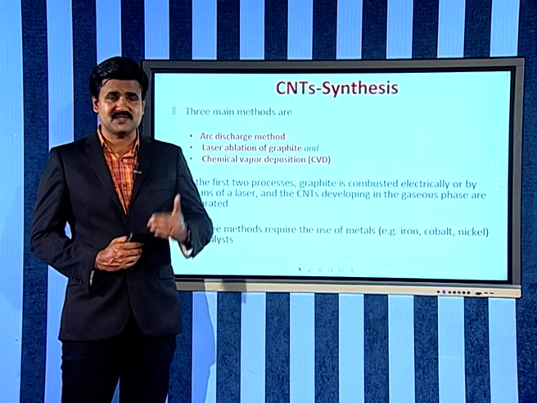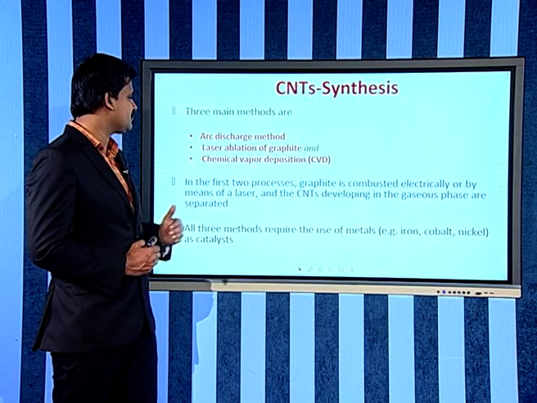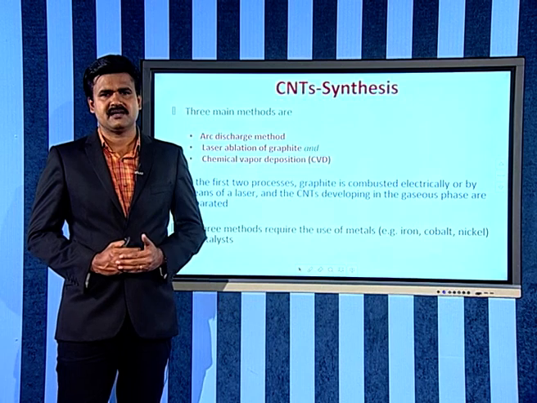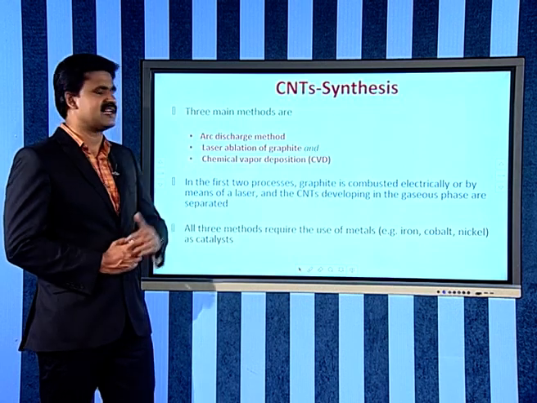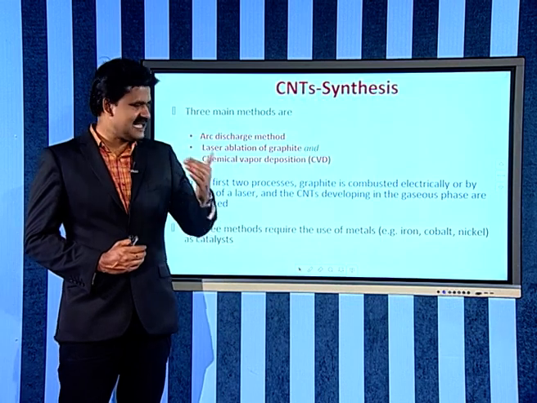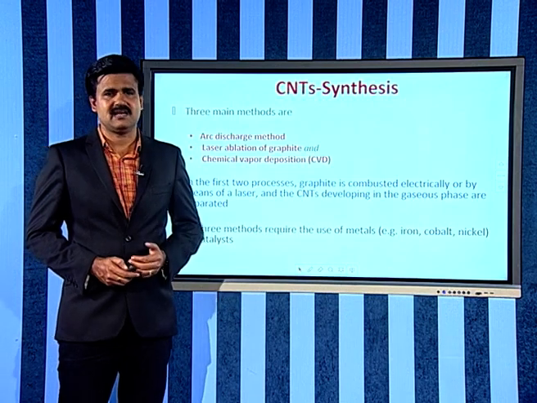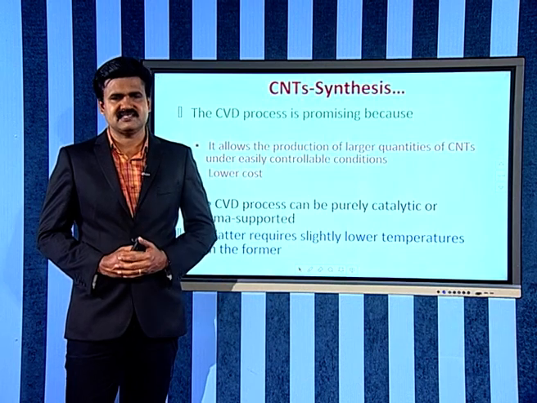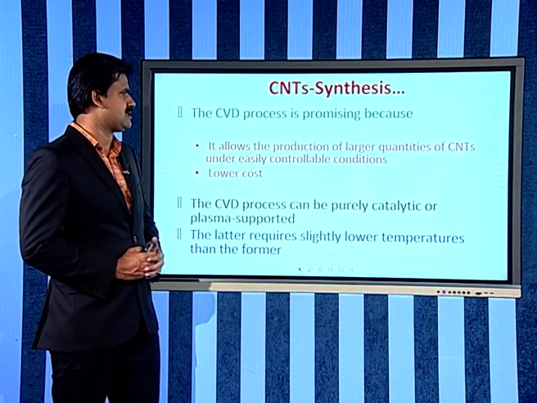In the first two processes, graphite is combusted electrically or by means of a laser, and then carbon nanotubes developing in the gaseous phase are separated by suitable methods. All three methods require the use of metal catalysts. The catalysts commonly used are iron, cobalt or nickel. The last procedure, chemical vapor deposition, is highly promising.